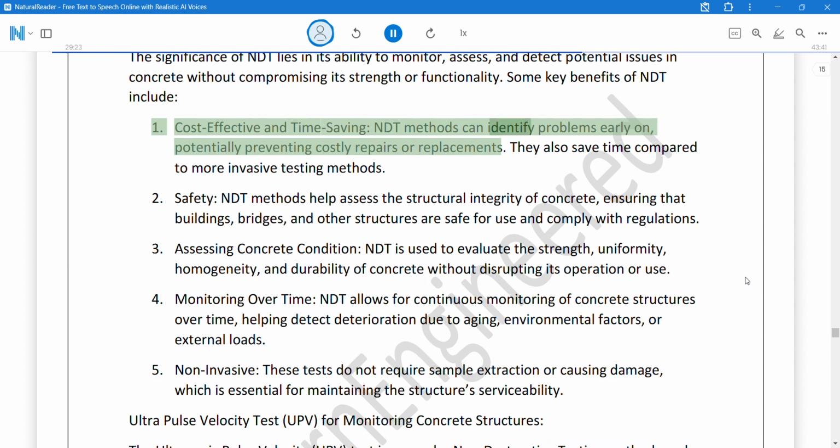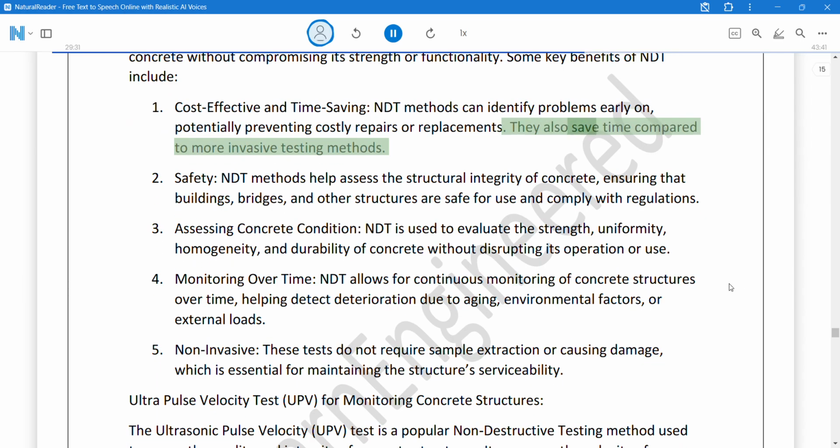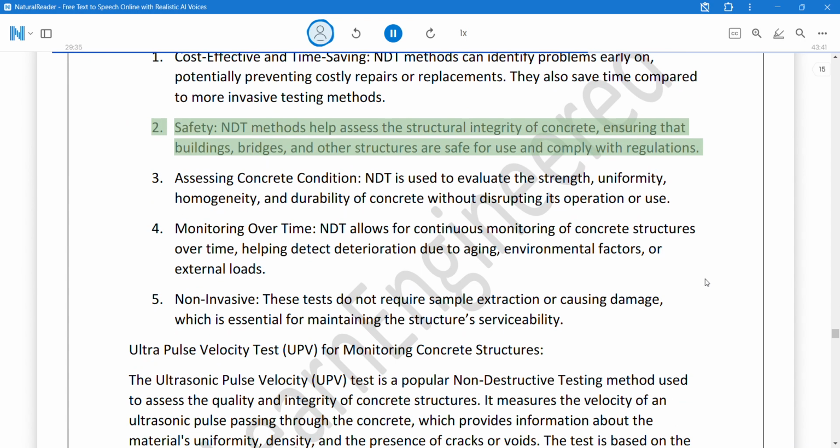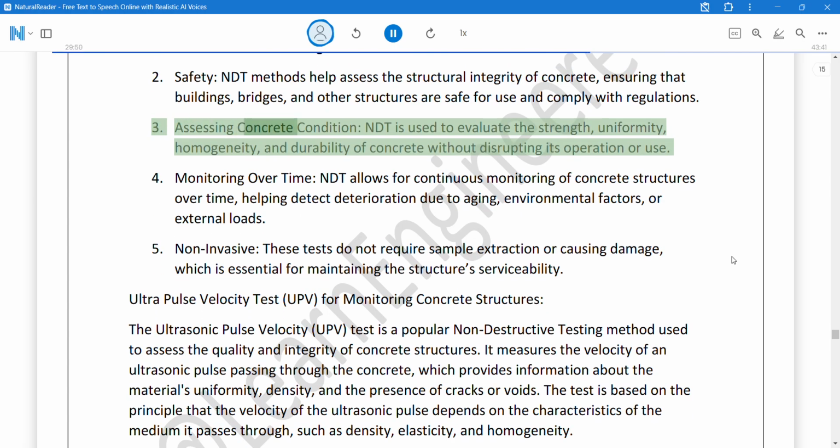1. Cost-effective and time-saving. NDT methods can identify problems early on, potentially preventing costly repairs or replacements. They also save time compared to more invasive testing methods. 2. Safety. NDT methods help assess the structural integrity of concrete, ensuring that buildings, bridges, and other structures are safe for use and comply with regulations.